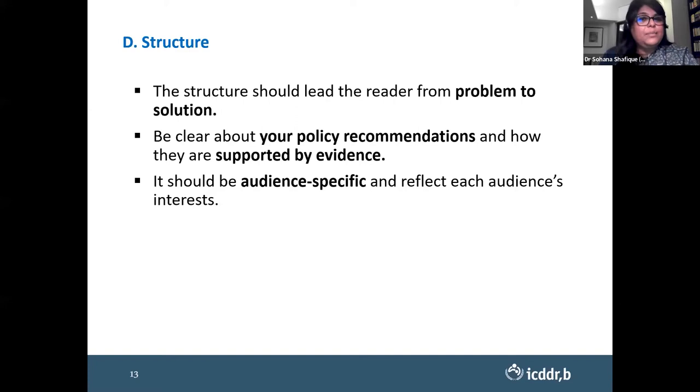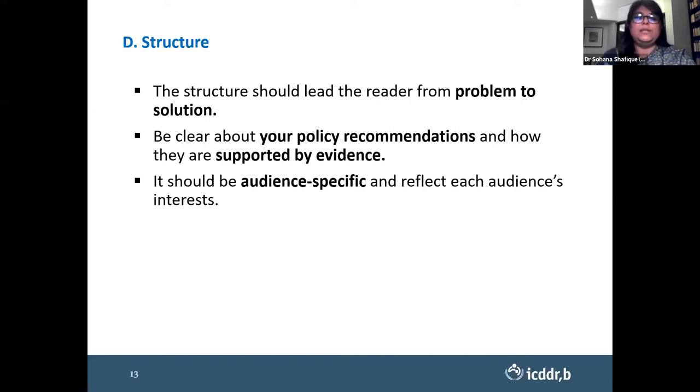We need to be clear about our policy recommendations and how they are supported with evidence. It's very important that whatever we write in a policy brief has to be supported by evidence. It should be audience specific and reflect the audience's interests. What do we mean by audience specific? It means who our audience is, what level of policymakers we are talking about, and for which problem.